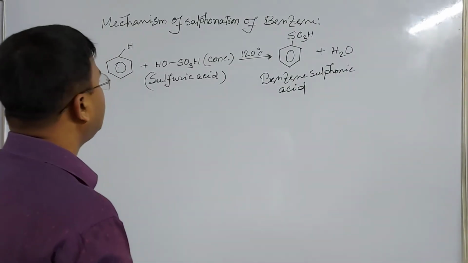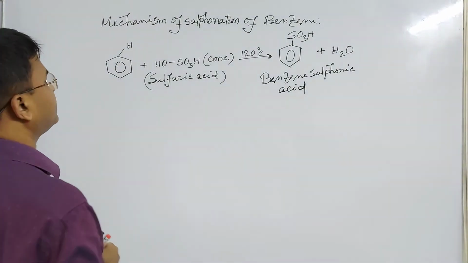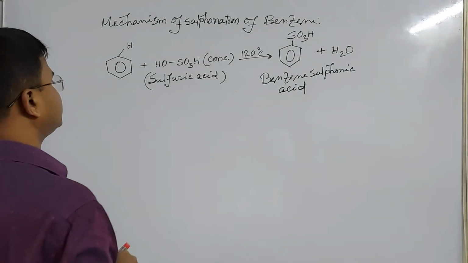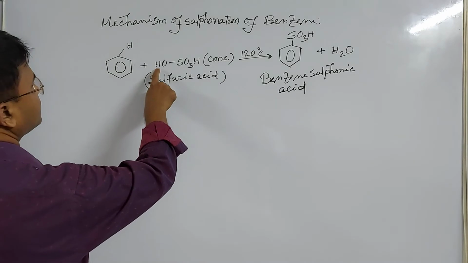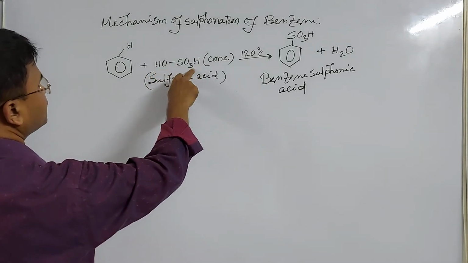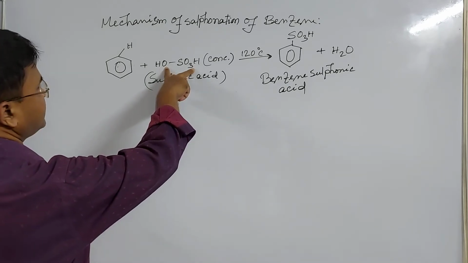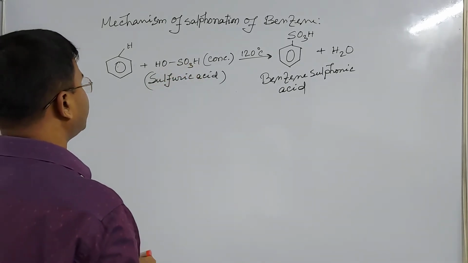Here I have written the sulfuric acid partially structural formula. If you count the total number of hydrogen atoms, this is H2S, and there are 3 oxygen atoms and 1 oxygen atom, so in total 4 oxygen atoms. It will be H2SO4.